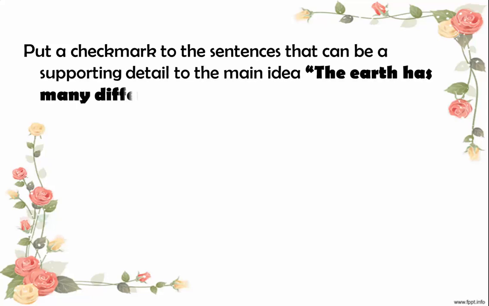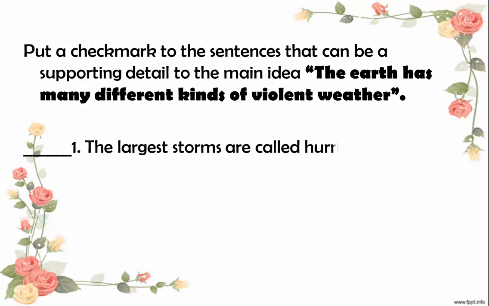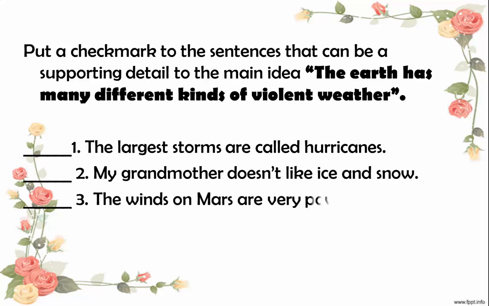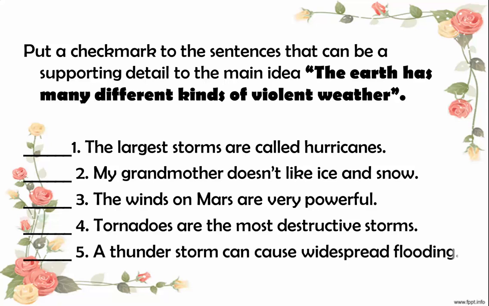Excellent! Next, put a check mark to the sentences that can be a supporting detail to the main idea. The earth has many different kinds of violent weather. Number 1. The largest storms are called hurricanes. Number 2. My grandmother doesn't like ice and snow. Number 3. The winds on Mars are very powerful. Number 4. Tornadoes are the most destructive storms. And number 5. A thunderstorm can cause widespread flooding.